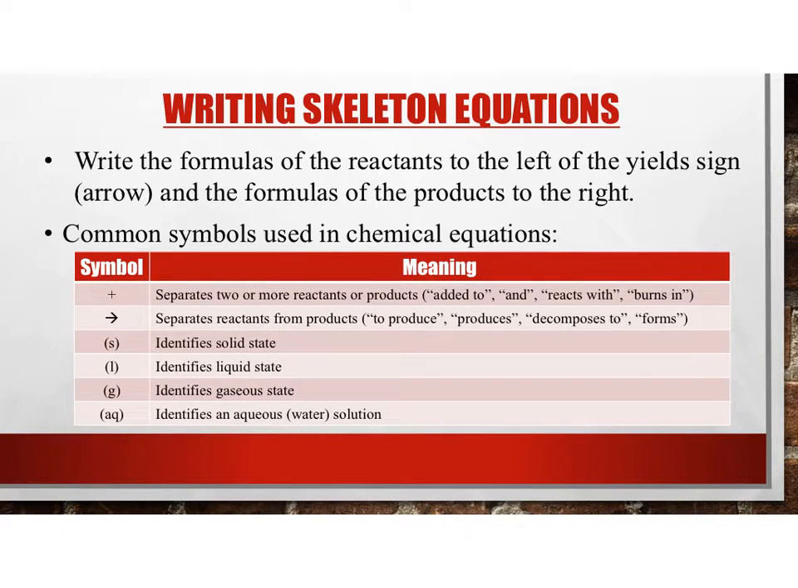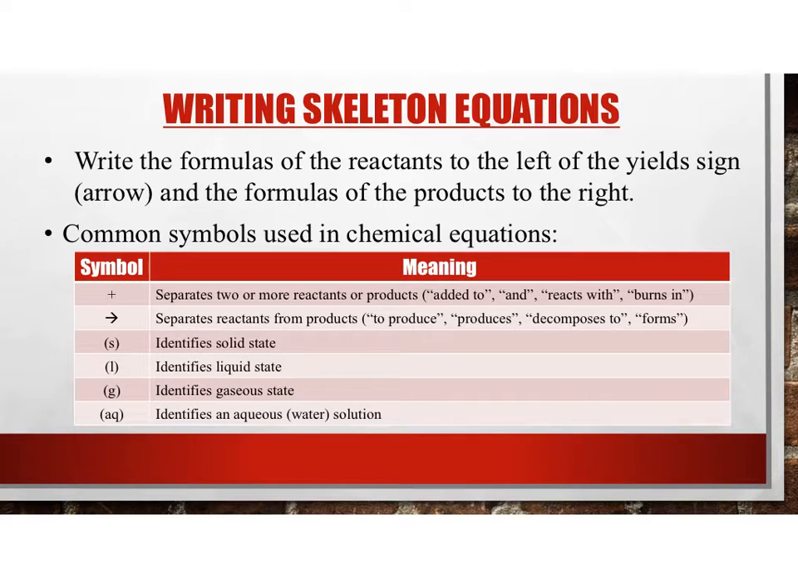We need to learn how to write skeleton equations because that's going to be the first step in balancing chemical equations. The first thing we need to do is write the formulas of the reactants to the left of the yield sign. That's the arrow in a reaction equation. And then we're going to write the formulas of the products to the right of the arrow.